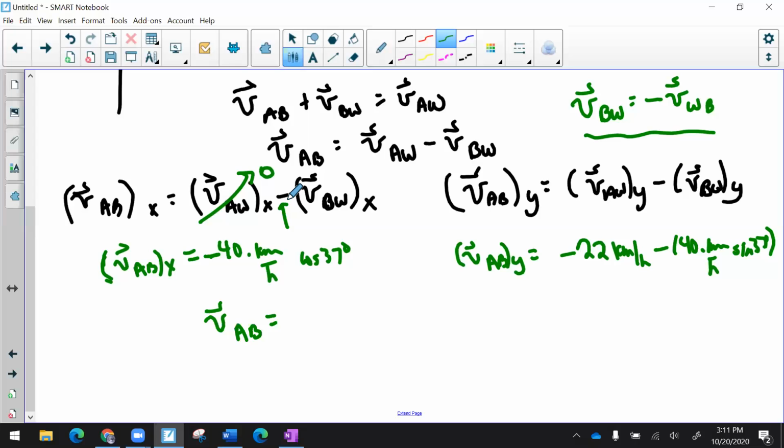So what'd we get? What'd you get, Lauren? No, VABX, that's what I want to know. Okay, but remember that there's this negative sign in the X because of the algebra. I forgot that. Minus 46, whoops. Kilometers per hour, J. Okay. All right, fair enough.